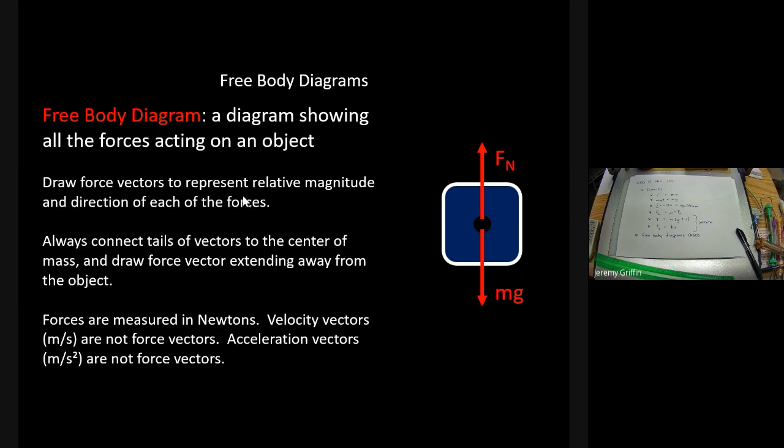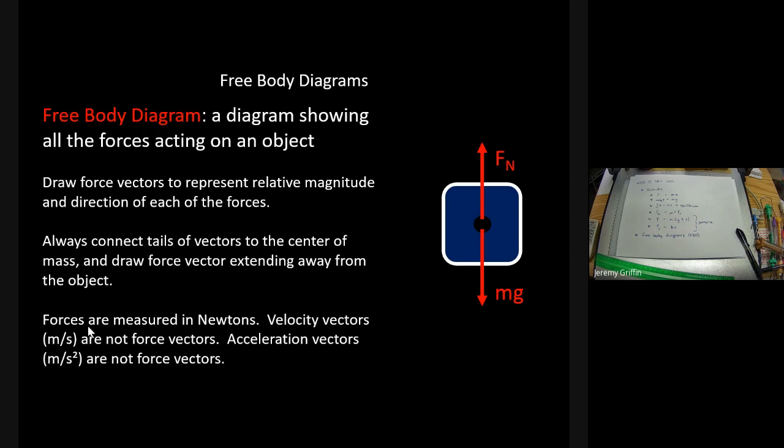Draw force vectors to represent relative magnitude and direction of each of the forces. Right? Like in the example on the right of the screen there, the weight is down, the normal force is acting up. I drew those as the same length arrow because they're the same magnitude vector, so that block would be in equilibrium. Okay. A rule with these vectors is always connect the tails of vectors to the center of mass and draw the force vector extending away from the object, just like I did in that example.